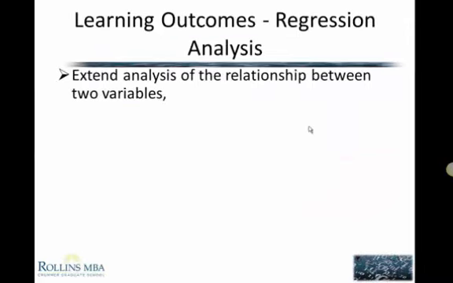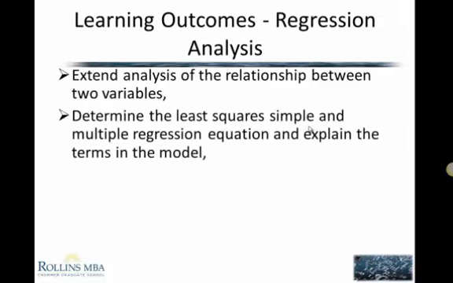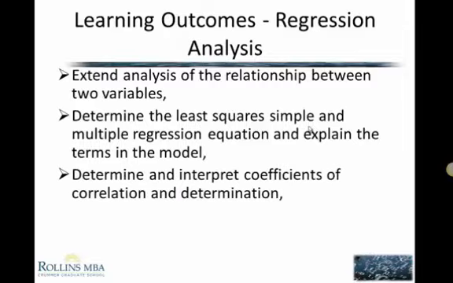Here are our learning objectives from this block of material. We're going to start out thinking about our relationship between two variables and extend that discussion to go on and calculate what we call the least squares simple and multiple regression equations, the model equation that allows us to predict the value of one variable based on the value of one or more other variables.